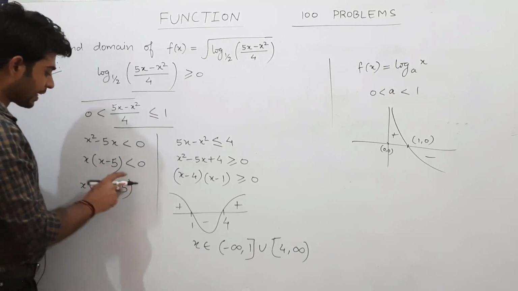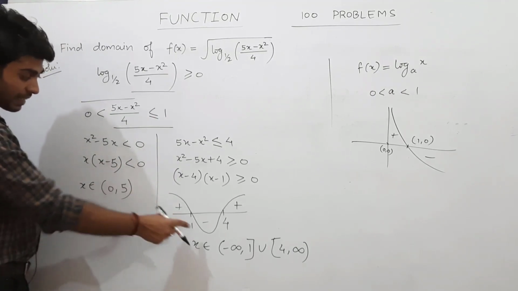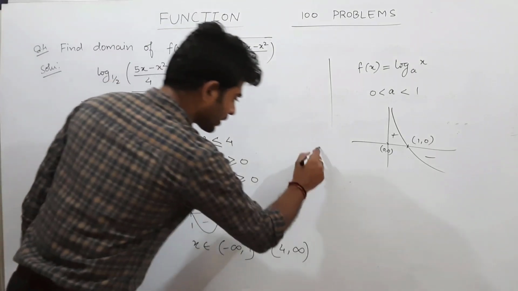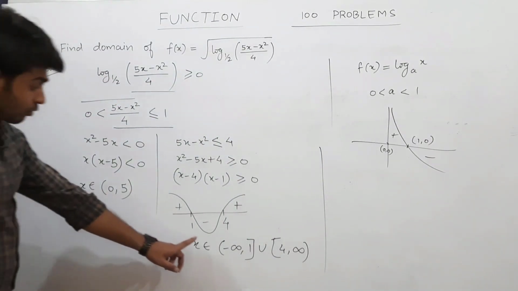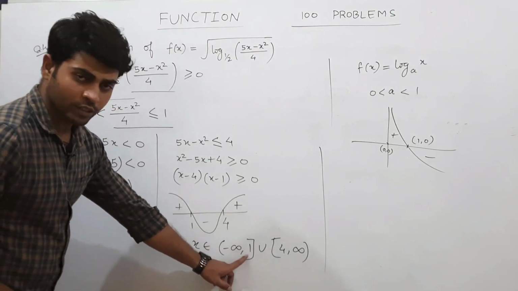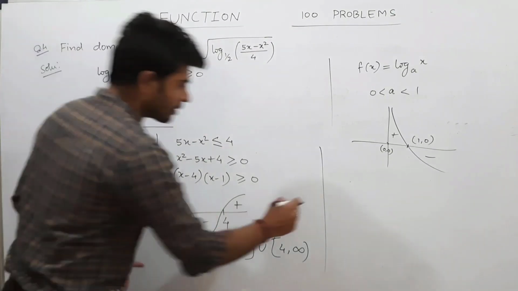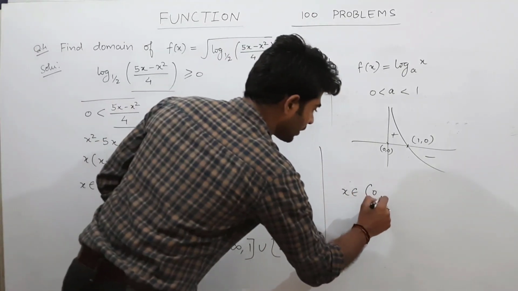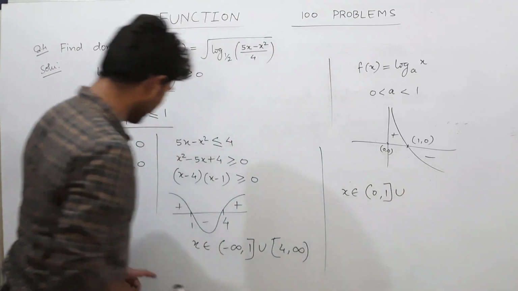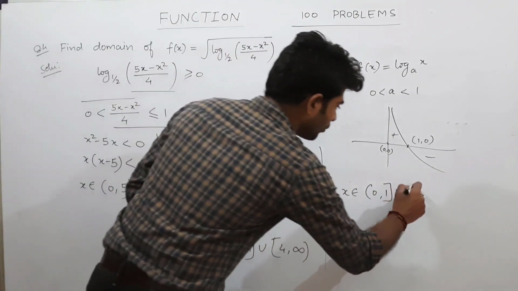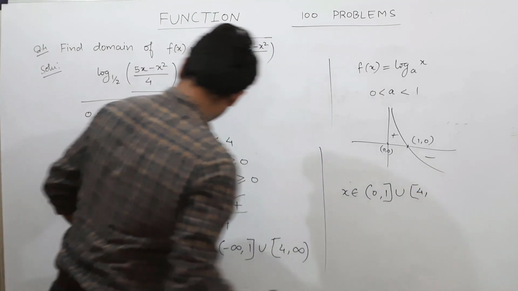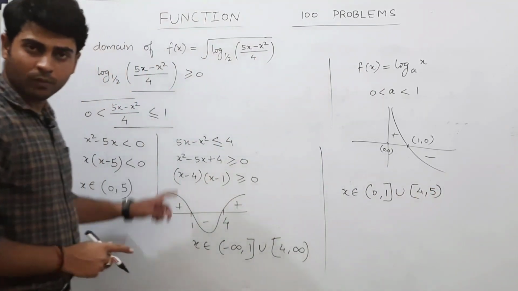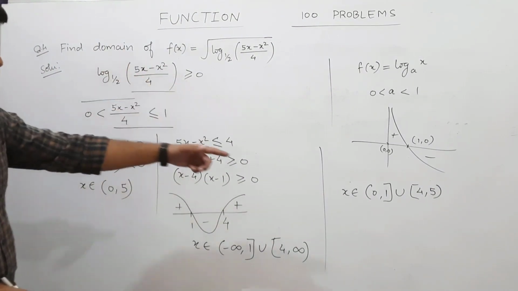So here we will take the intersection of this part and this part. On intersection of 0 to 5 in open interval and minus infinity to closed interval 1, and the other part, the intersection comes: x belongs to open interval 0 to closed interval 1, union closed interval 4 to open interval 5. So this is the answer to the given question. So the domain of the given function is this.